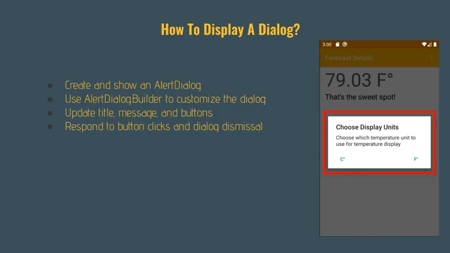We see in the screenshot here, we have created and shown a dialog, and it has a title of choose display units. We've customized the message to say choose which temperature unit to use for temperature display. And then we've customized a couple of the buttons to display Celsius or Fahrenheit, and we can respond to each of those accordingly.